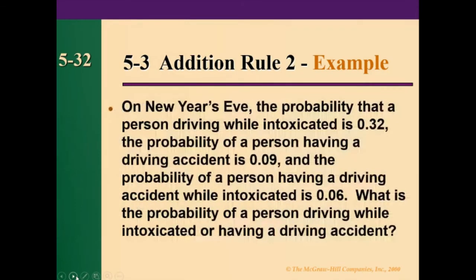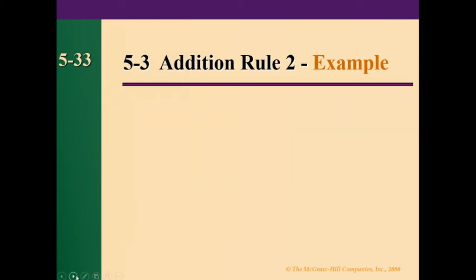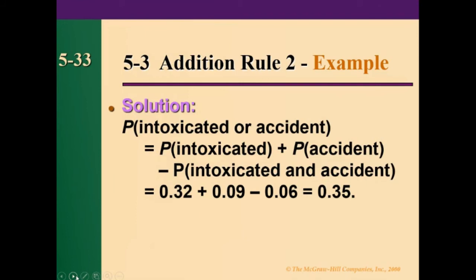So on New Year's Eve, the probability that a person is driving while intoxicated is 0.32. The probability of a person having a driving accident is 0.09. And the probability of a person having a driving accident while intoxicated is 0.06. What is the probability of a person driving while intoxicated or having a driving accident? So ang gagawin lang dyan, ayun, ipag-add mo lamang. Given na naman eh. Eh dahil may intersection, ipagmaminus mo. So 0.32 plus 0.09 minus 0.06, so equals 0.35.